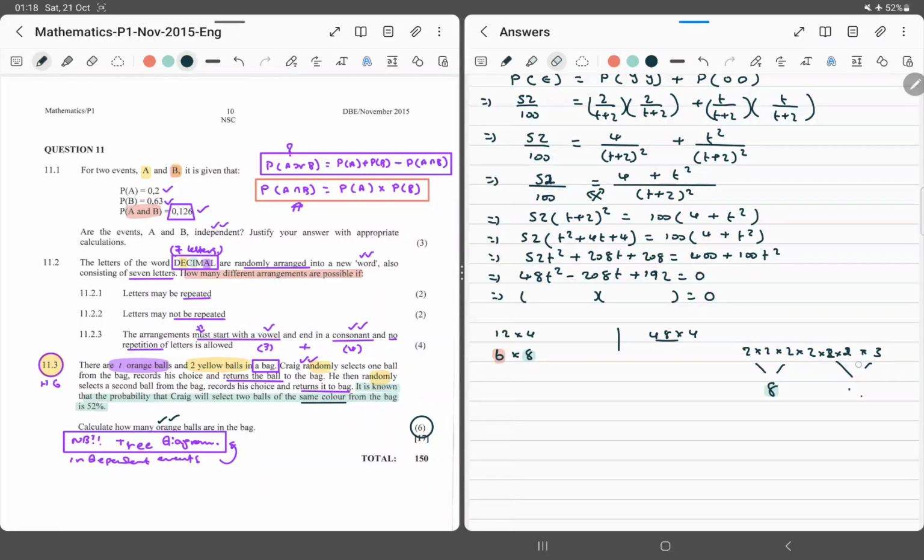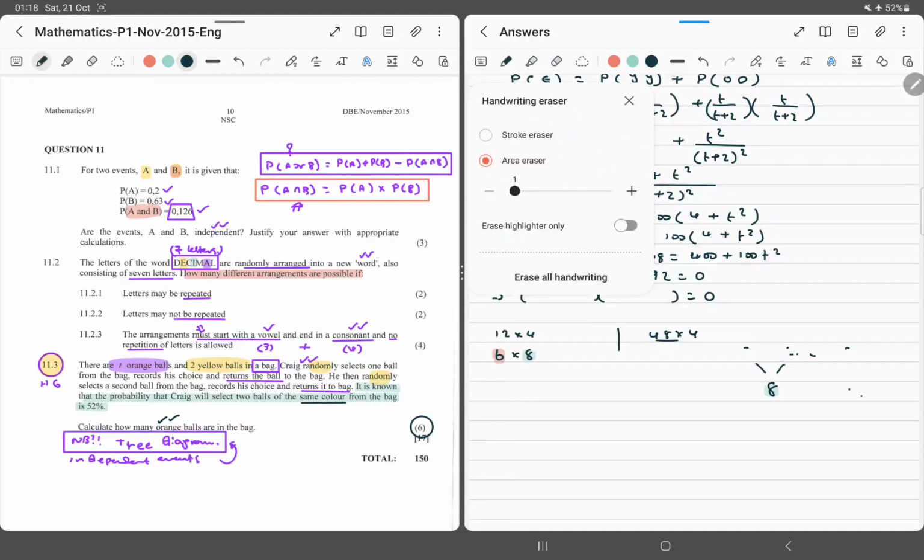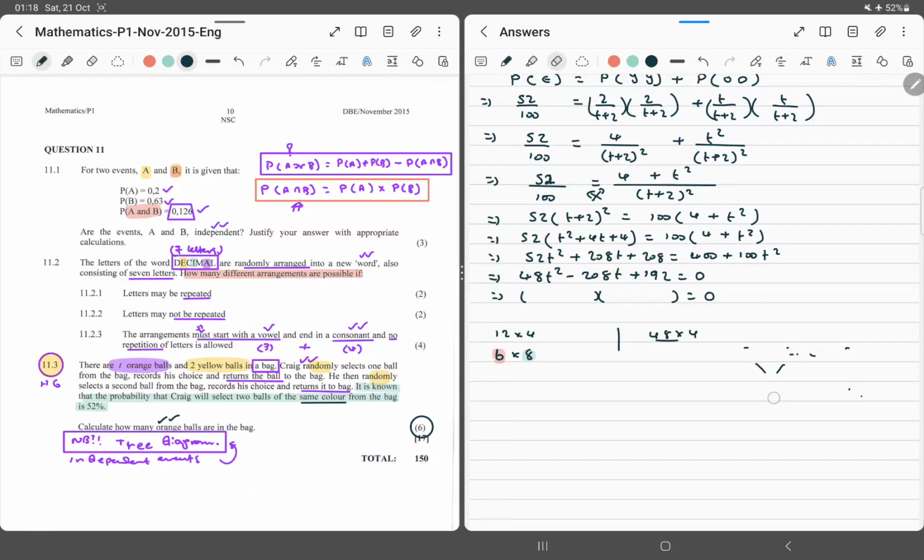Now the next thing we want to do is to find a common factor there and simplify. So the big numbers are refusing. Maybe I'm just missing something. It's fine.